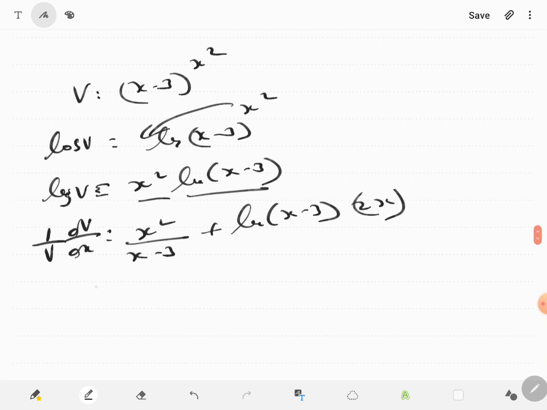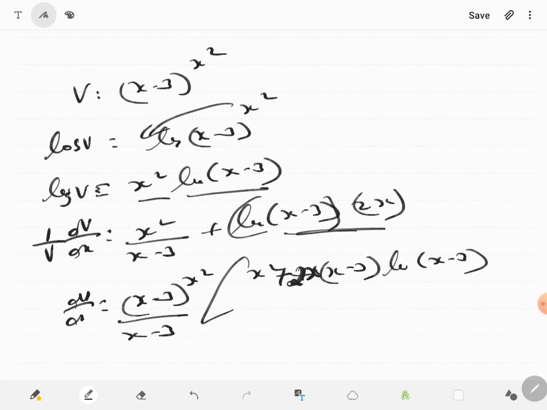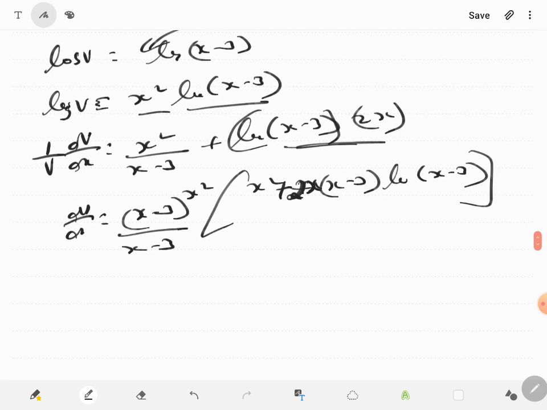And so dv by dx is v into, what is v? It's x minus 3 the whole to the power x square. The whole thing x square by, if you want to take x minus 3 as LCM, you can. So that the LCM x minus 3 will come out. And so it will be x square plus x minus 3 into log of x minus 3. And the 2x can be written in the front of this because the 2x is not a part of log, right? So you can do like this and leave it like this. It's your wish.